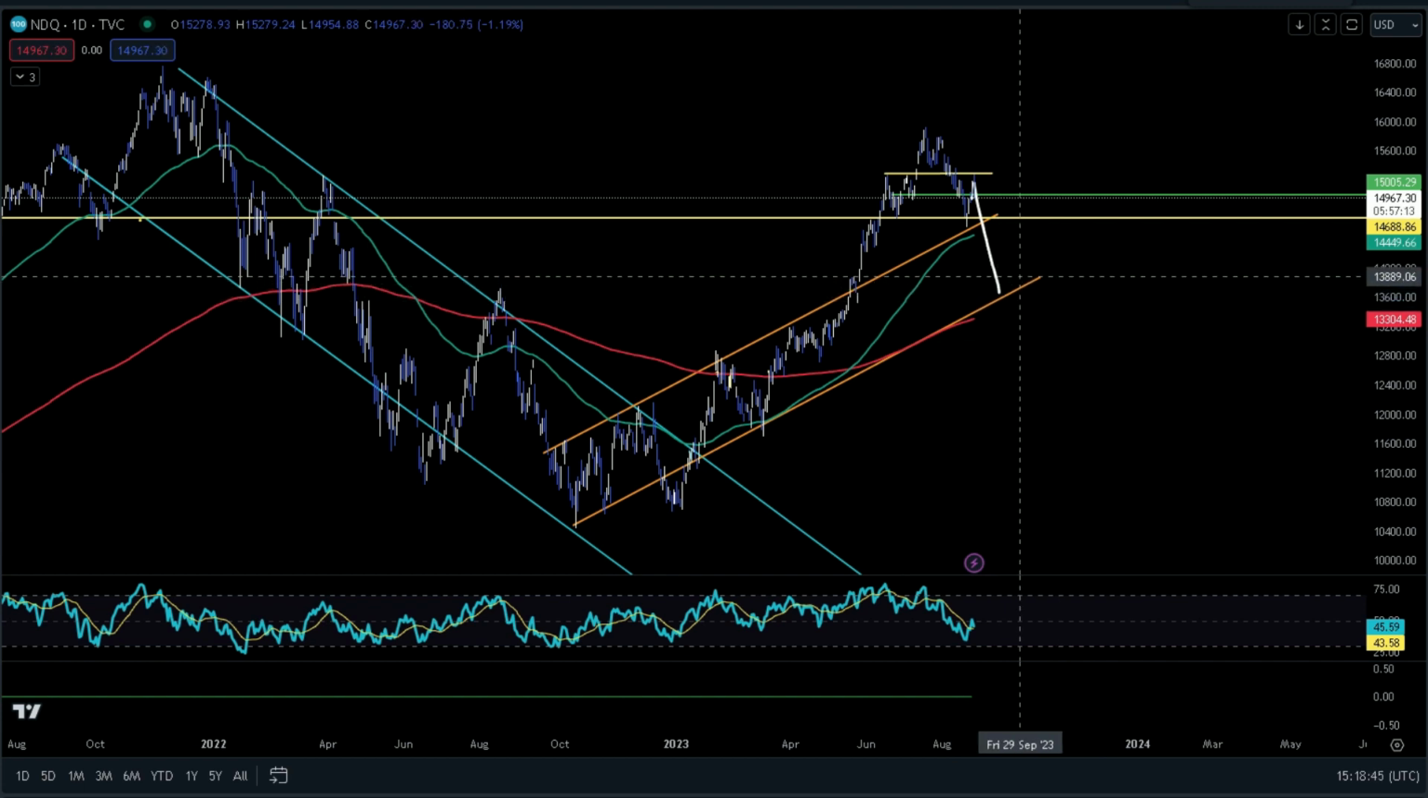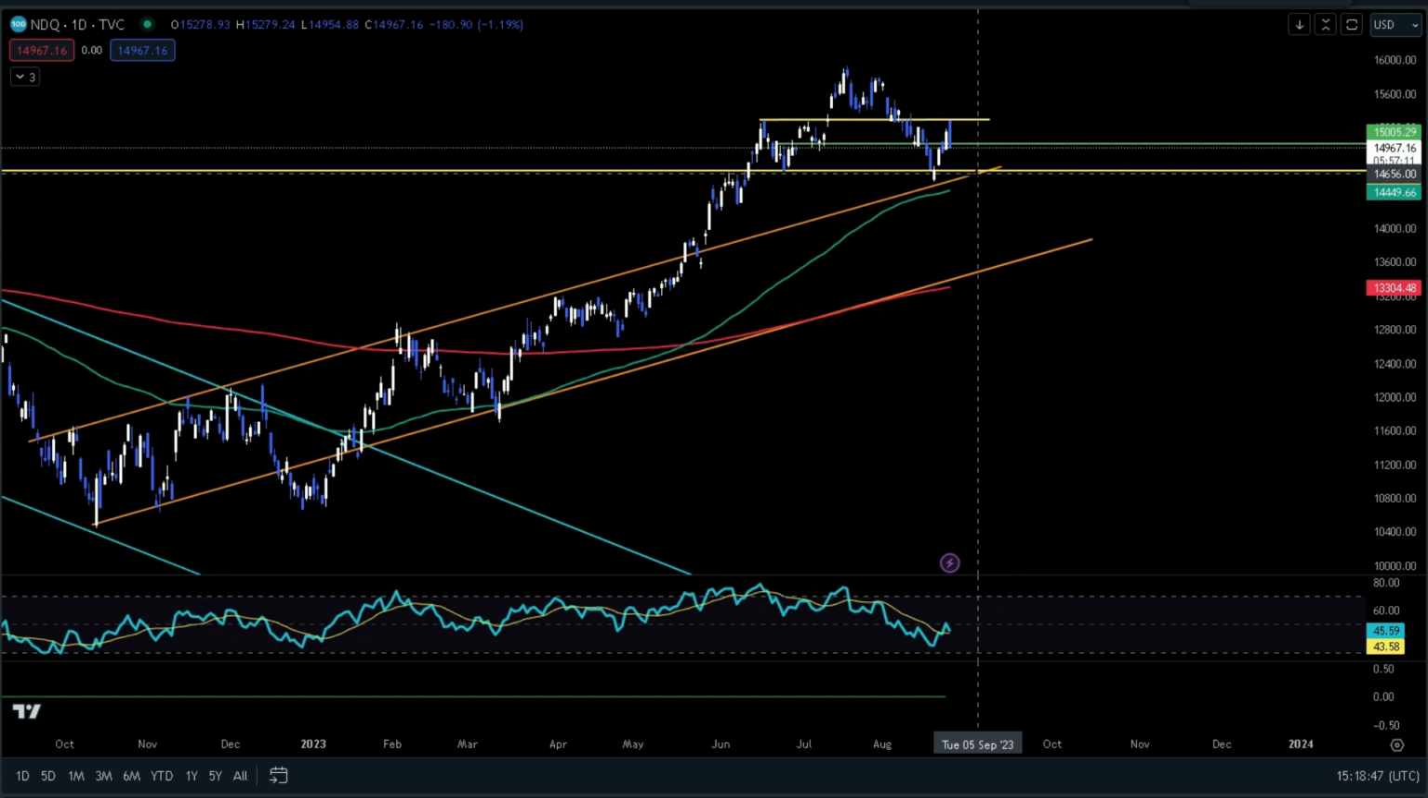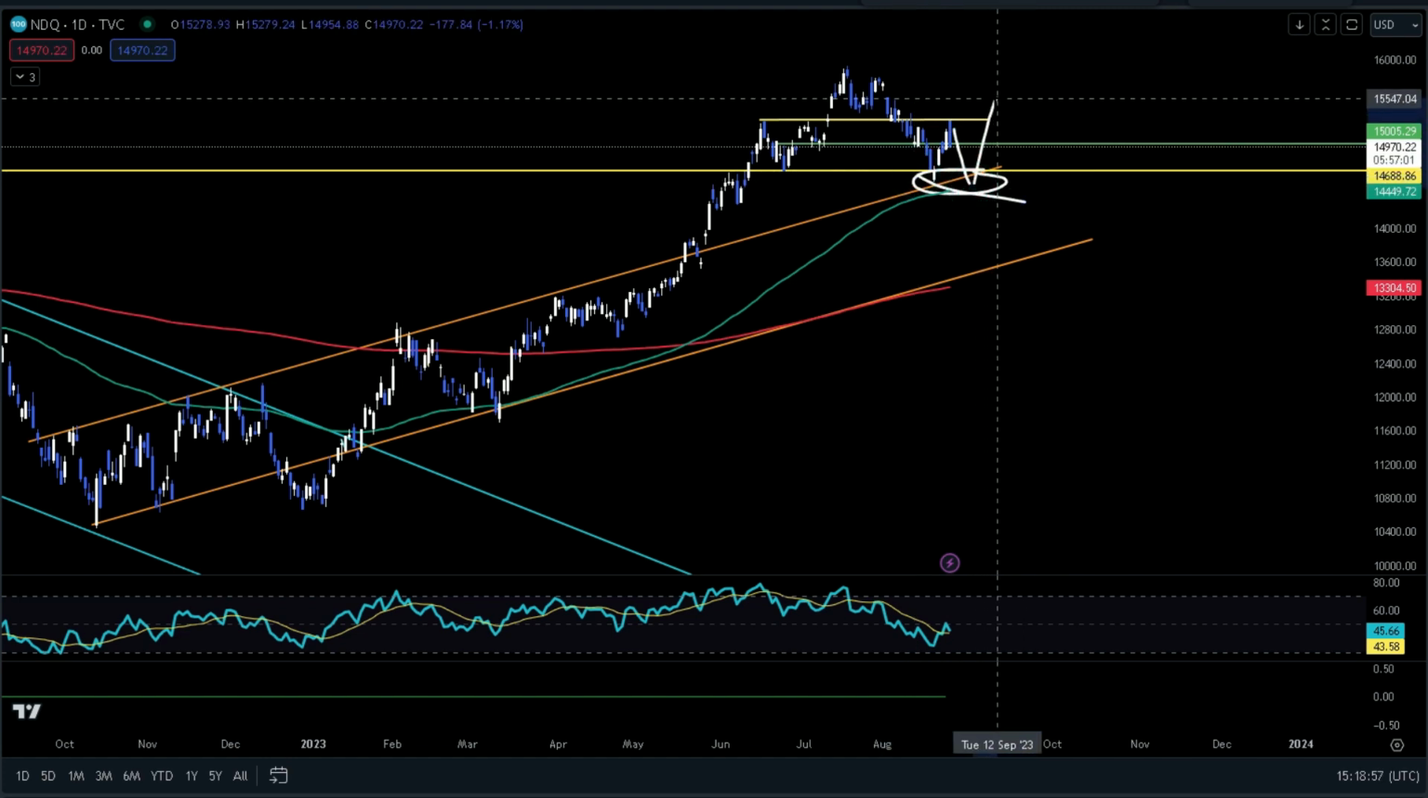But I think for now, as long as we are staying in this range, 14,700, 15,000 area, we see a rejection, come back down and make the lower low that I was talking about. I think a bounce from there would be actually very good.